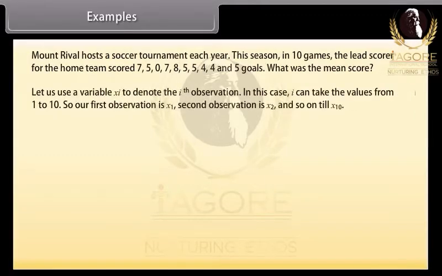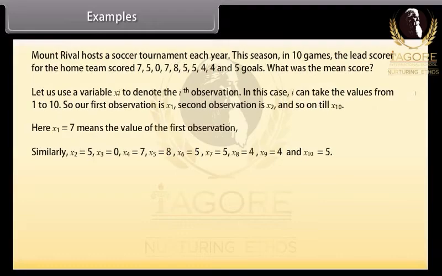Let us use a variable xi to denote the ith observation. In this case, i can take the values from 1 to 10. So, our first observation is x1, second observation is x2, and so on till x10. Here, x1 is equal to 7, the value of the first observation. Similarly, x2 is equal to 5, x3 is equal to 0, x4 is 7, x5 is 8, x6 is 5, x7 is 5, x8 is 4, x9 is 4, and x10 is 5.